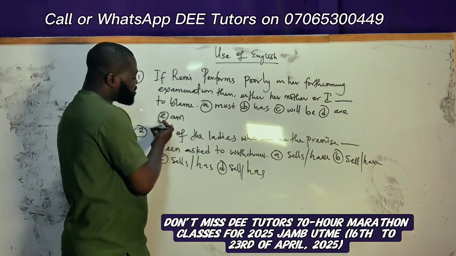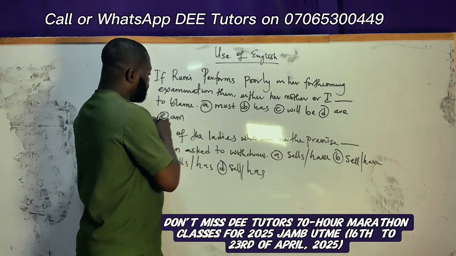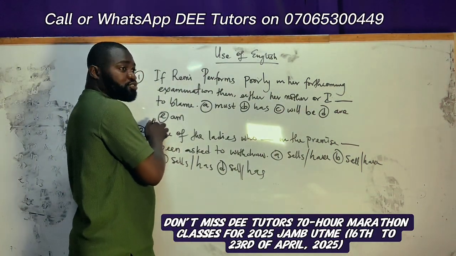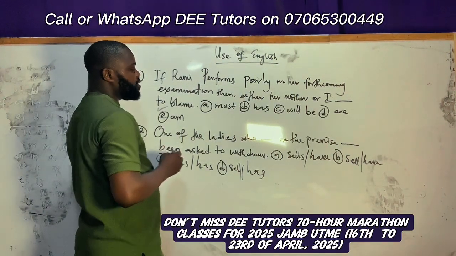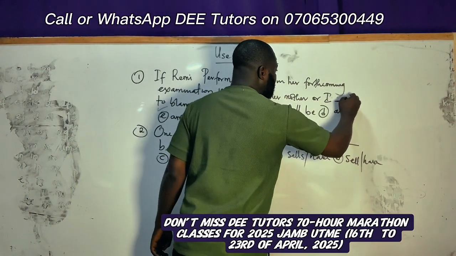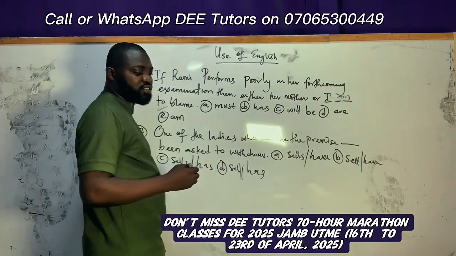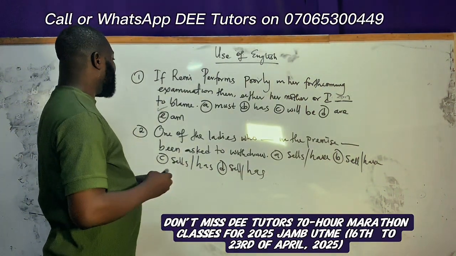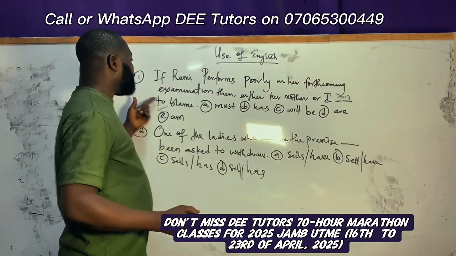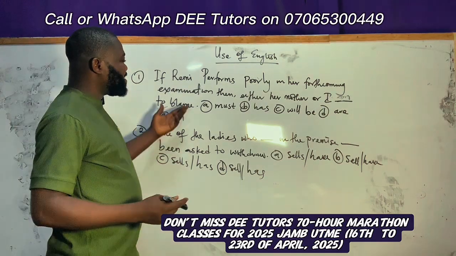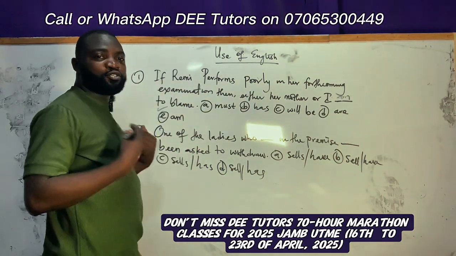But am goes with what? I. So looking at the options, the right option here is what? Is am. And as we can see, when we put am here, it will be able to agree with the subject of the what? Of the sentence. That is, if Remi performs poorly in her forthcoming examination, then either her mother or I am to blame.